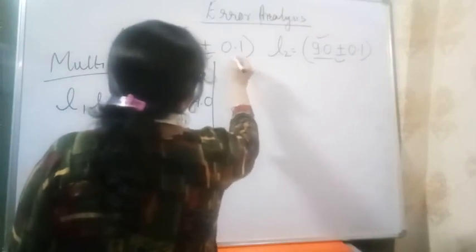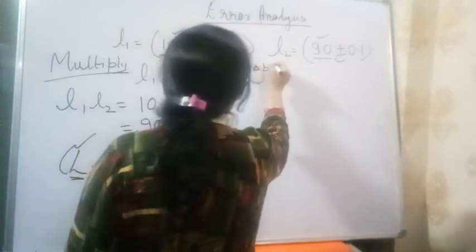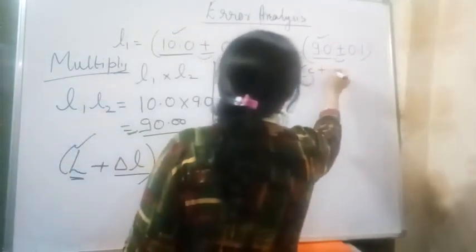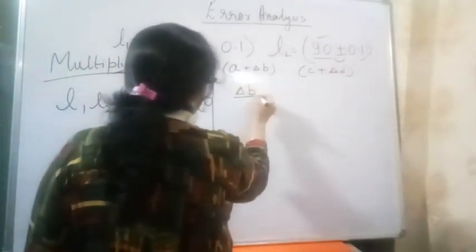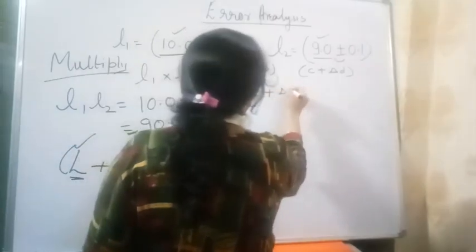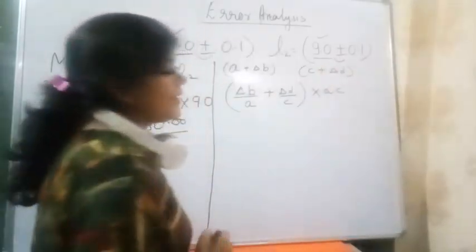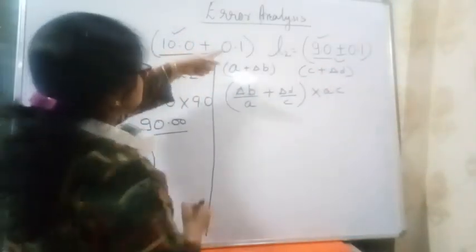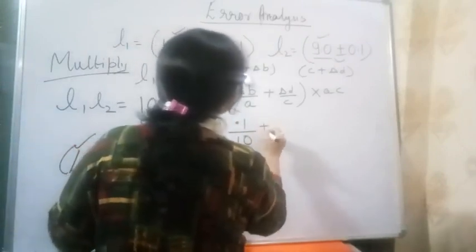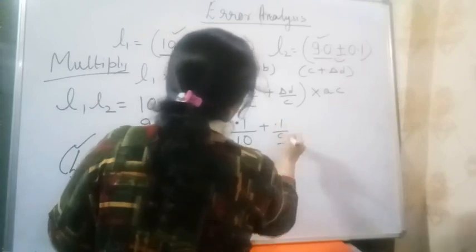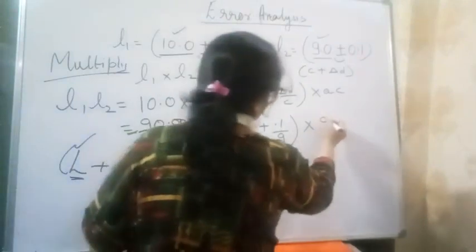Clear? Now for delta L, just remember the formula. You just write, if I take A plus delta B and C plus delta D, then you have to find delta B over A plus delta D over C, into AC. This is the format. Okay, now just concentrate. We have 0.1 over 10 plus 0.1 over 9 into, and we find the value of AC is 90.